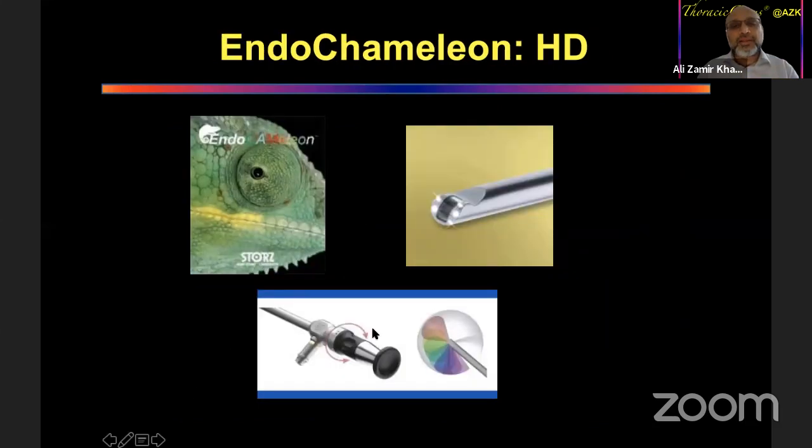I personally really hate the endochameleon because my camera is being held by my assistant. And if he doesn't like me, he quietly changes the 30 to 45 and I'm in trouble. I don't know what the hell the view is because my hand-eye coordination is based on 30 degrees. So inadvertently, very often this gets changed from 0 to 30 to 45 and the whole surgery becomes a mess. So I don't like to use an endochameleon. That's my personal choice, okay? So, come on, what's happening?